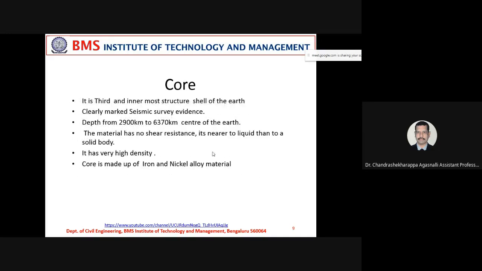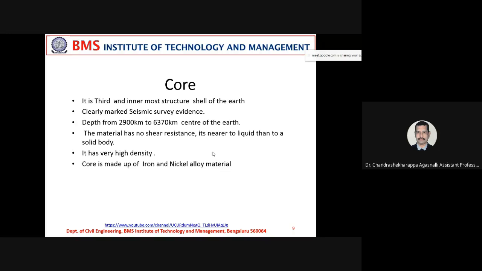Next part is the core. This is the central part of the earth. Again, we have divided this into two parts: the inner core and the outer core. It is the third and innermost shell of the earth, clearly marked by seismic survey evidence. The depth is from 2,900 to 6,371 kilometers, the center of the earth. The material has no shear resistance and is almost liquid.